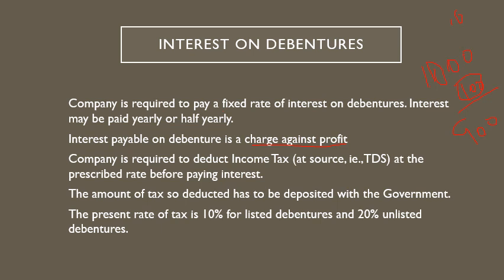The present rate of tax is 10% for listed debentures and 20% for unlisted debentures. So it's 10% for the listed debentures and 20% for the unlisted debentures. That is, the tax payable on interest on debenture is 10% for listed debentures and 20% for unlisted debentures.